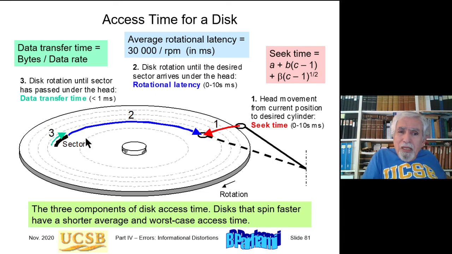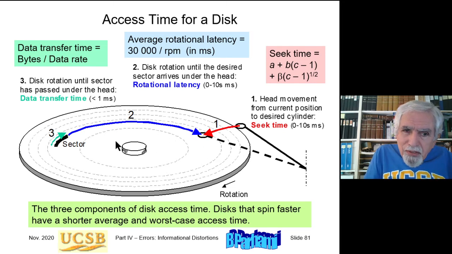Okay? Then finally, once the data arrives under the head, it takes a while to read all the bits in that sector. This time is negligible. You can basically ignore it without committing much error. Because the sector is such a small fraction of a track, the reading part is very small, typically much less than 1 millisecond, whereas this rotational latency can be 10-15 milliseconds. So that's negligible.